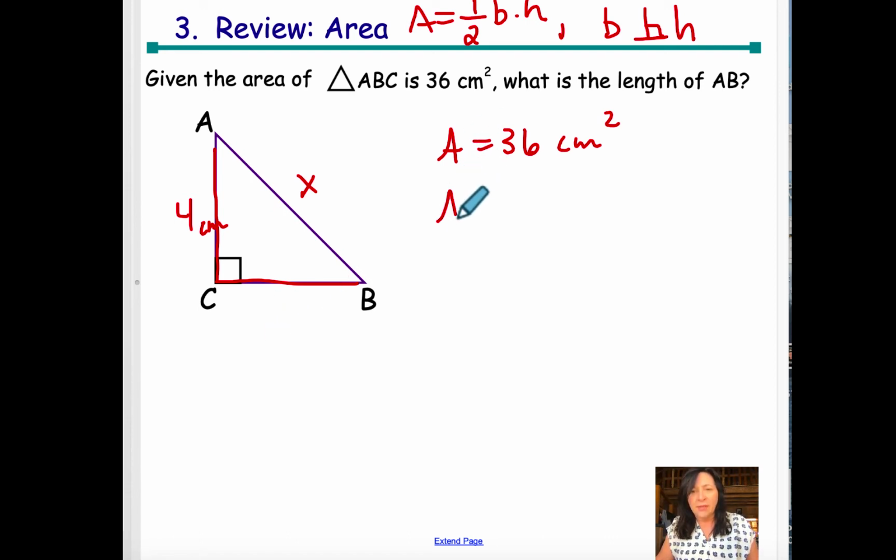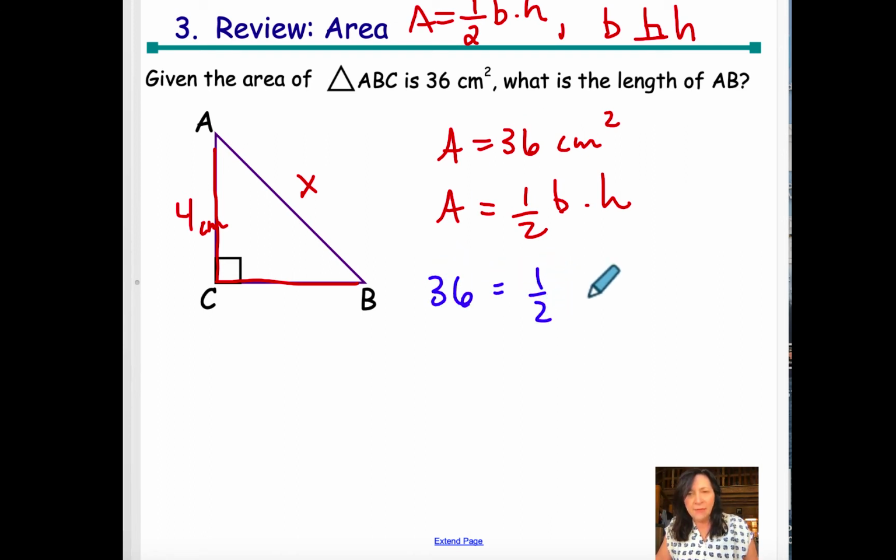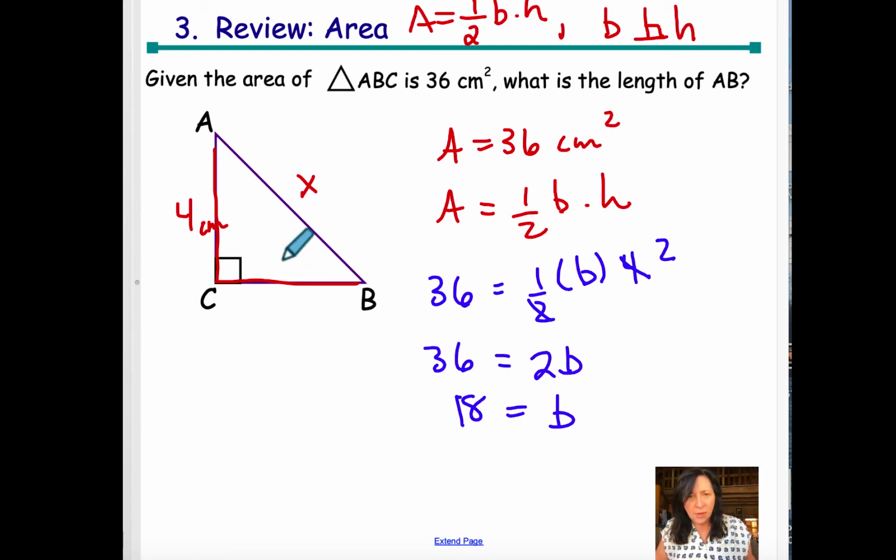All right. So we know that the area is equal to 1/2 the base times the height. And so I know the area is 36. So I can put that in here. 1/2. I don't know my base, so I'm going to leave that alone. But I do know my height, which is 4. So my base is still unknown. But I can do 1/2 of 4 is 2. So I have 2b is equal to 36. So b is equal to 36 divided by 2, which is 18. So I know that b, being my base, is now 18. All right. And that's going to be centimeters.